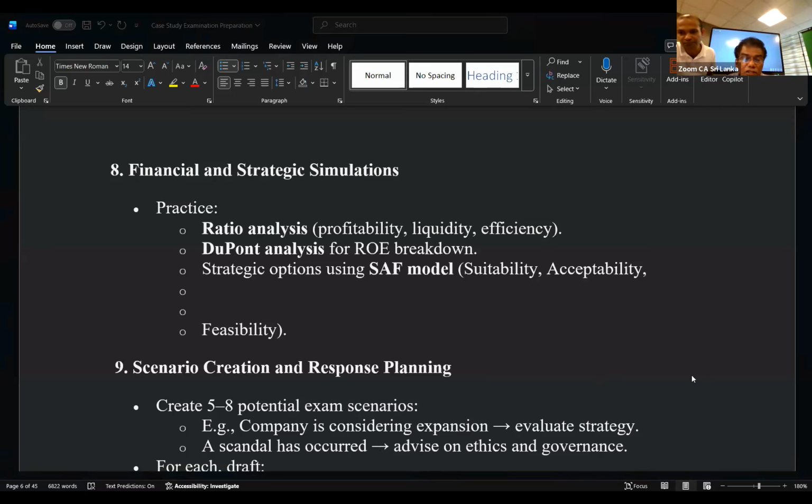Are you familiar with the DuPont analysis? Yeah. So for what matter are you using this DuPont analysis? Why do we want it? If you take the basic model, what are the three items? There are three components, right?